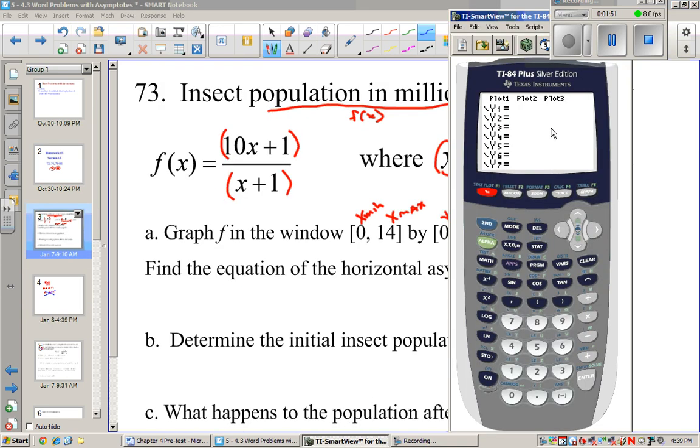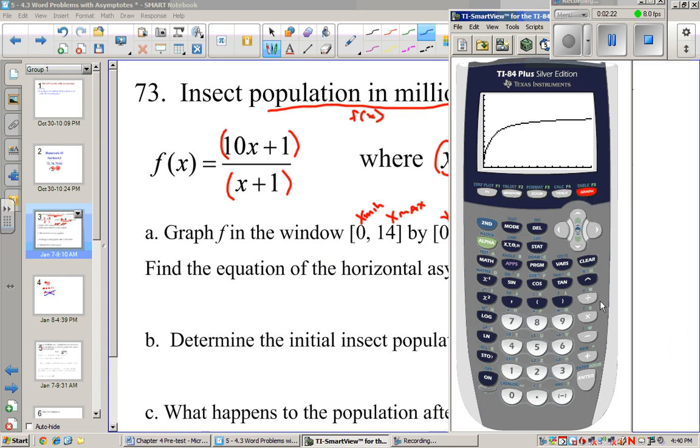All right, here we go. We've got parenthesis 10x plus 1, divide by parenthesis x plus 1. You probably want to pause and do this on your calculator as well. When we go to window, we're going to go from 0 to 14. Then we'll go down to y min, again 0 to 14, and we hit graph.